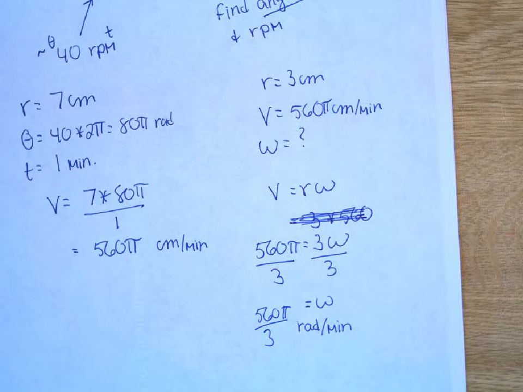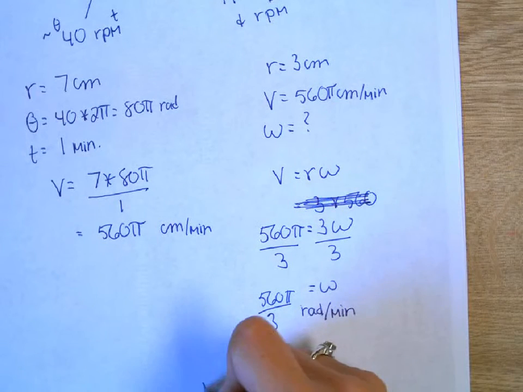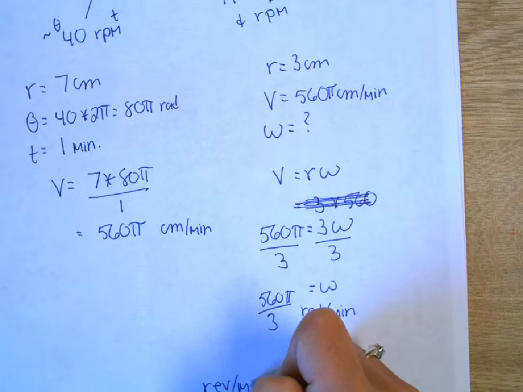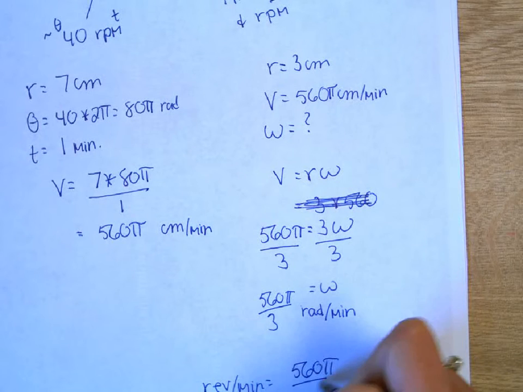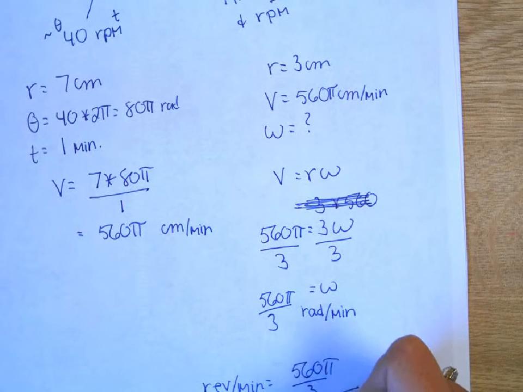Now I asked for RPMs, revolutions per time. Well, if it's traveling through 560 pi over 3 radians, how do I turn that back into revolutions? You've been going revolutions to radians all the time. How do you get from revolutions to radians? Multiply by 2 pi. If I go backwards, what am I going to do? Divide by 2 pi. Every 2 pi is a revolution. So if I want to turn this into revolutions per minute, I'm just going to take this answer and divide it by 2 pi.